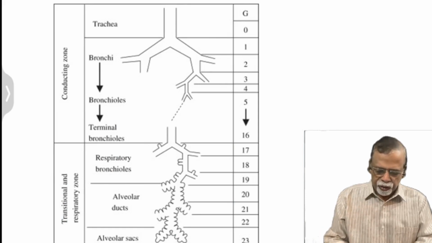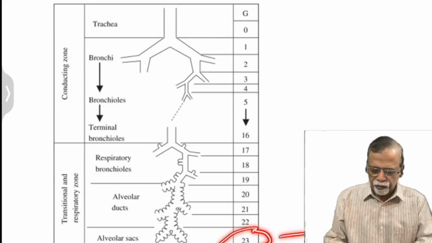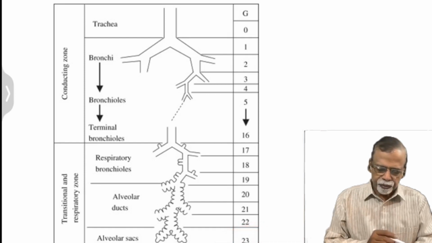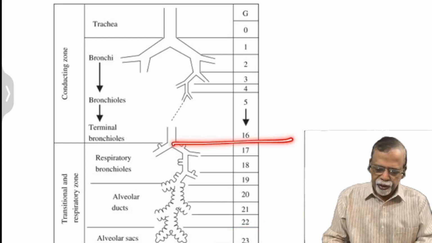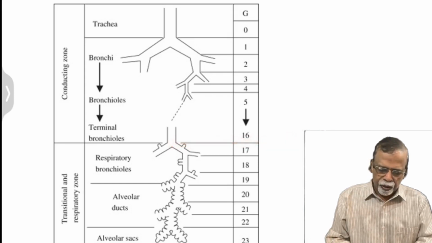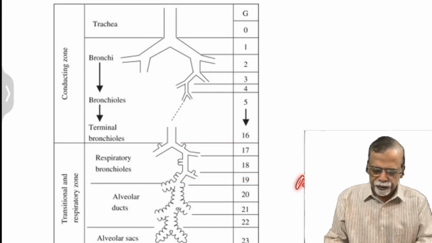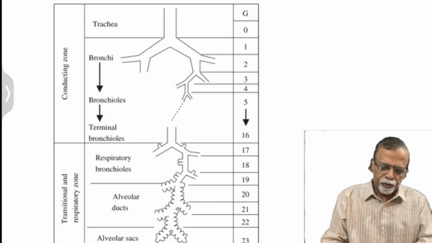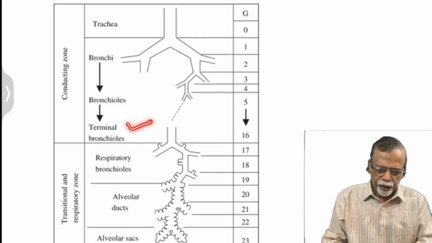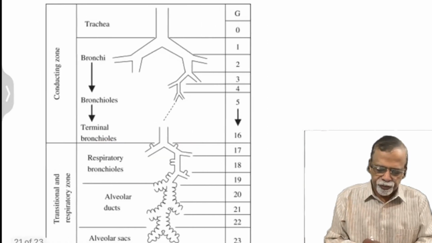As already mentioned, on the 23rd division it becomes the alveoli. On the 17th division, it becomes the respiratory bronchiole. And at approximately the 19th, it becomes the alveolar ducts. So the trachea divides into right and left bronchi, bronchioles, and terminal bronchioles. Terminal bronchioles give rise to respiratory bronchioles. So terminal is followed by respiratory bronchiole. So this is regarding the bronchopulmonary segments.